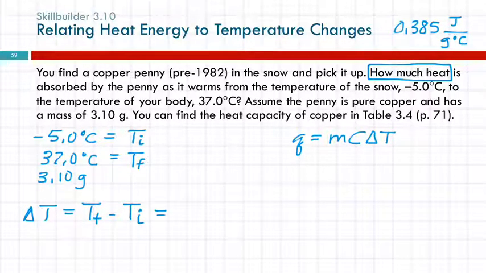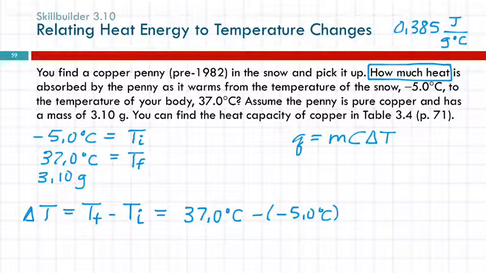So we can put those numbers in here and find out what the change in temperature is. It'll be 37 minus negative 5. And so that's going to be 42.0 degrees Celsius. 3.10 grams. What's that? That's the mass.